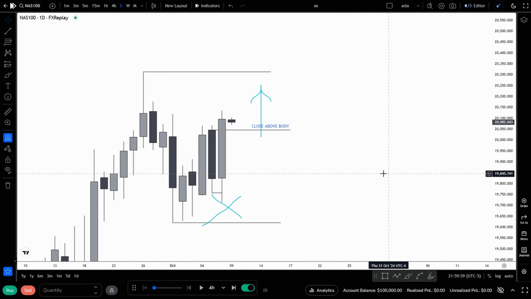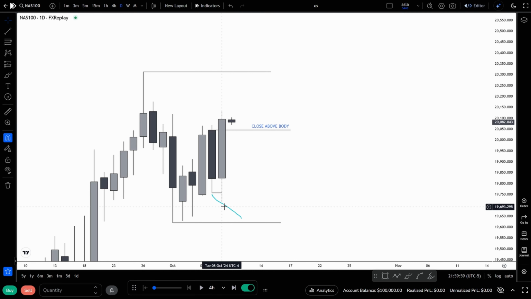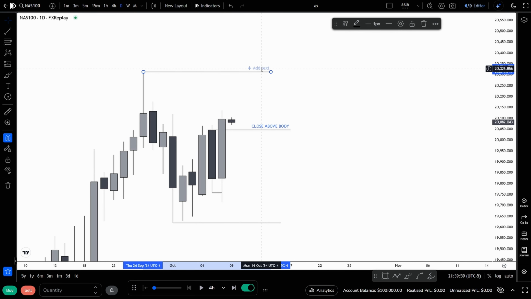And just before we get into the continuation setup itself, I want to address something that a lot of people usually ask at this point. You might be thinking, if there is a high-impact news event like CPI on Thursday, why would you even consider taking a trade on Wednesday?